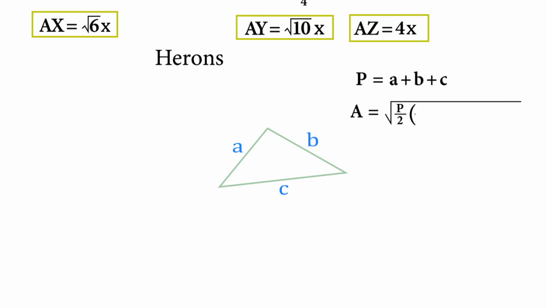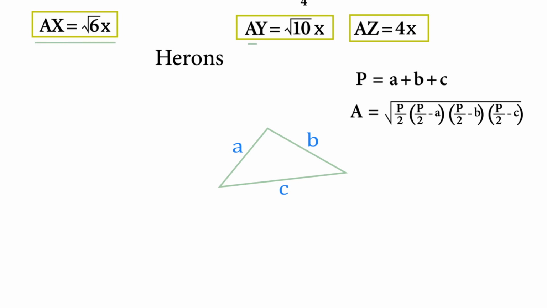First thing that you do is you find the perimeter, which is of course A plus B plus C, and then the area is the perimeter over 2 times the perimeter over 2 minus A times the perimeter over 2 minus B times the perimeter over 2 minus C, like that, all under the square root sign. And this will give you the correct answer.